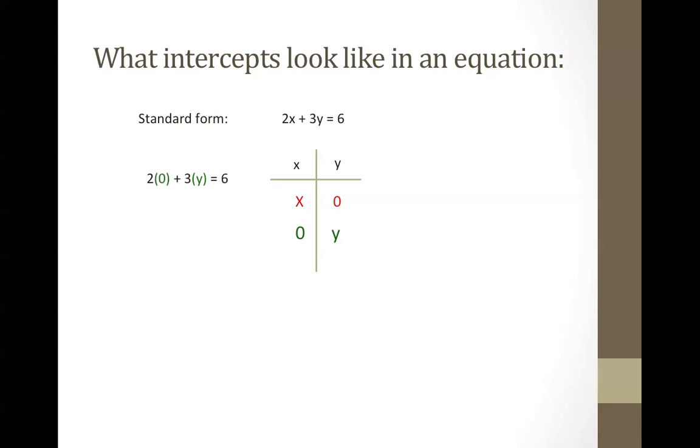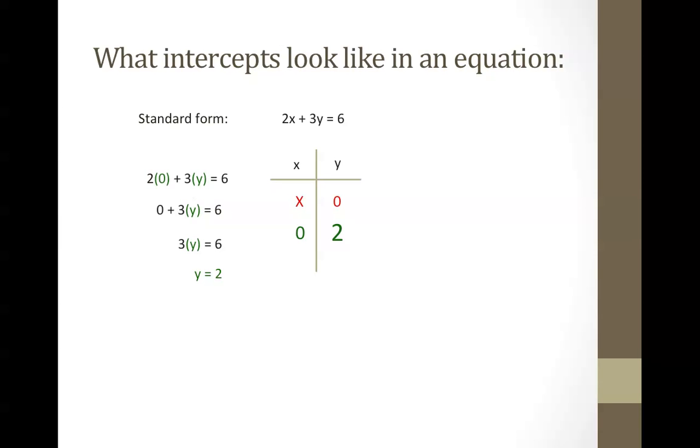First, let's find the y-intercept. We're going to plug in 0 for x and y for y, and we're going to solve for y. What makes this easy is that 2 times 0 is just 0, and 0 plus 3y is just 3y. So very quickly, this becomes a simple one-step equation, 3y equals 6. That's a one-step equation that I can do in my head, and I know that y has to be 2. So my y-intercept in this case is 2.